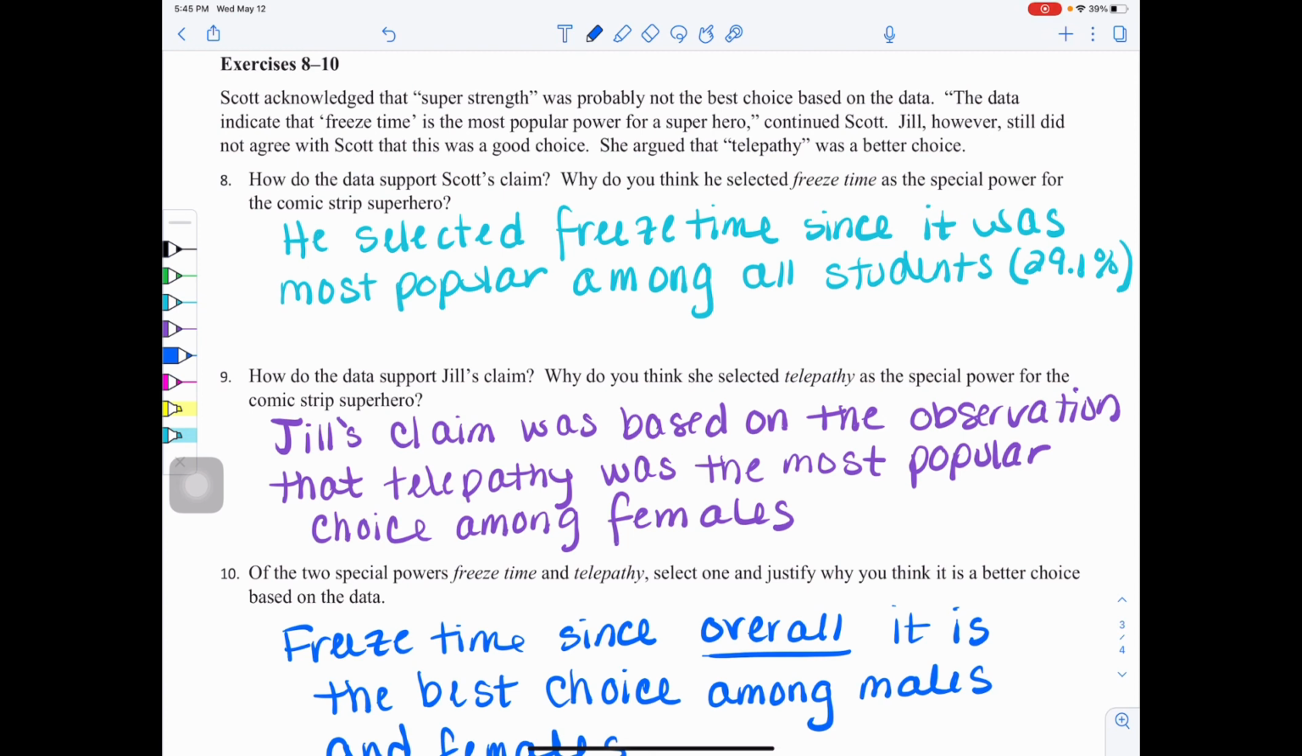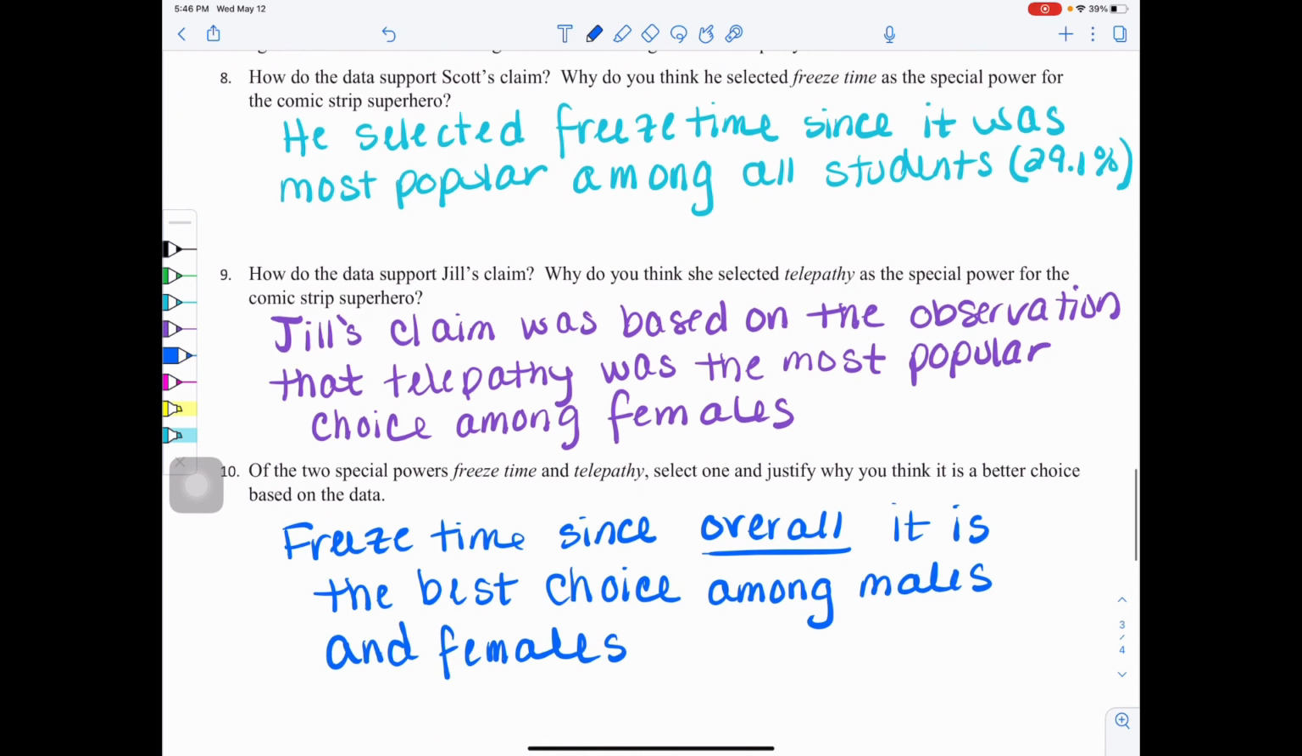So question 8, how does the data support Scott's claim? Why do you think he selected freeze time as the special power for the comic strip hero? So he selected freeze time since it was the most popular among all students. So Scott was looking at the totals, all students at 29.1% for freeze time. When you look at how the data is supported by Jill's claim here, why do you think she selected telepathy? Is because if you look among only the female row, that is the most popular choice.